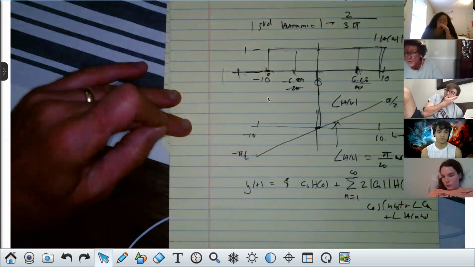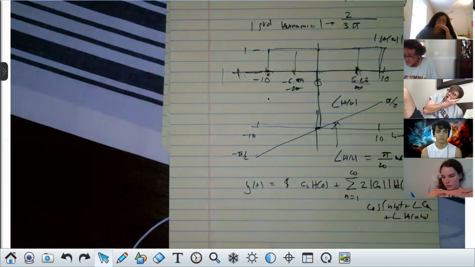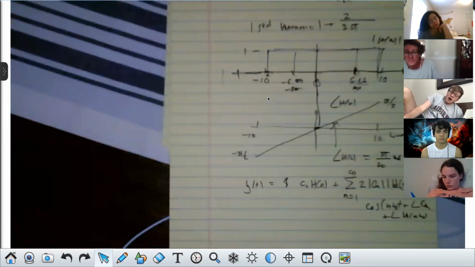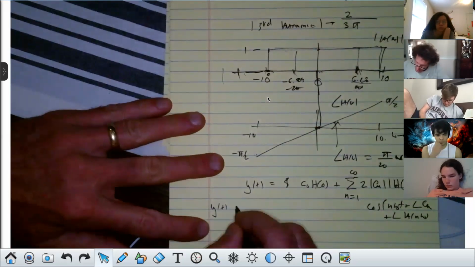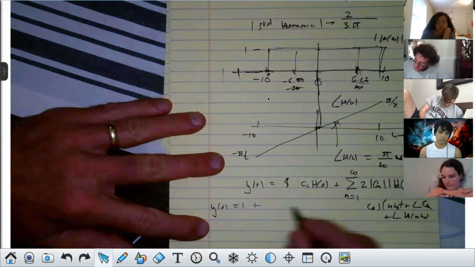Isn't it, class? Because you're multiplying by H of n omega naught, nothing but the first term gets through. So this is a real easy problem. y of t, therefore, is simply equal to 1 plus 2.